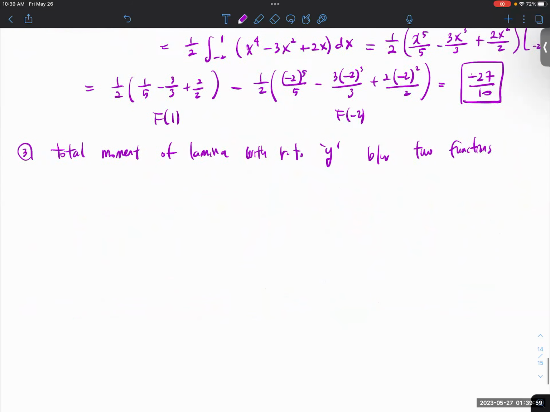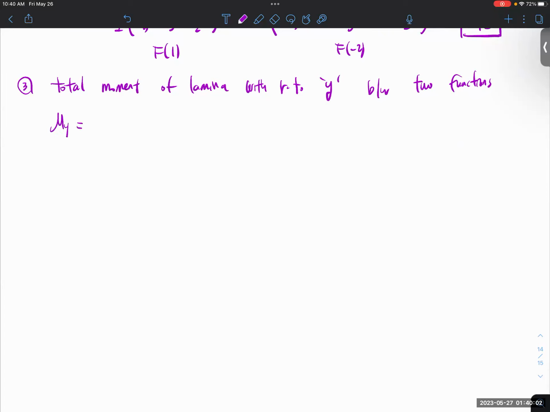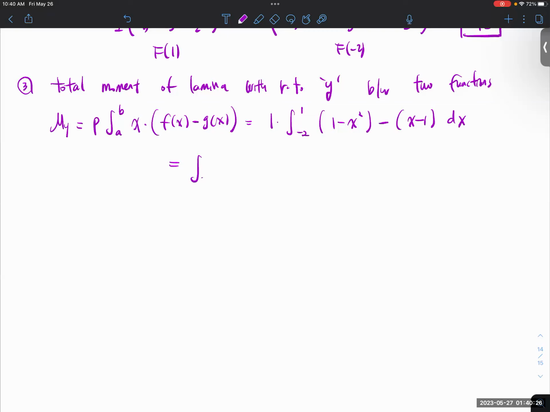So let's take a look at it. The formula: My equals p times the integral from a to b of x, don't forget that x, times f of x minus g of x. And p is 1, we have -2 to 1. The f function was 1 minus x squared, the g function was x minus 1, dx. So from -2 to 1, you can simplify with the distributive property: negative x plus 1 dx. Okay, 1 plus 1, that's combining like terms. I believe that is going to be 2.